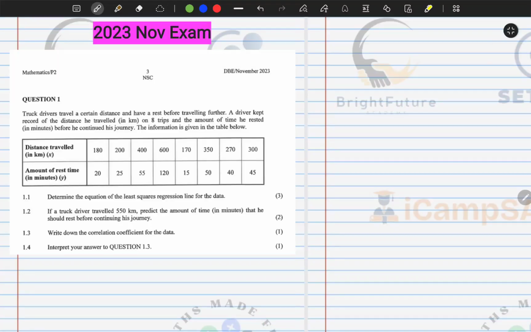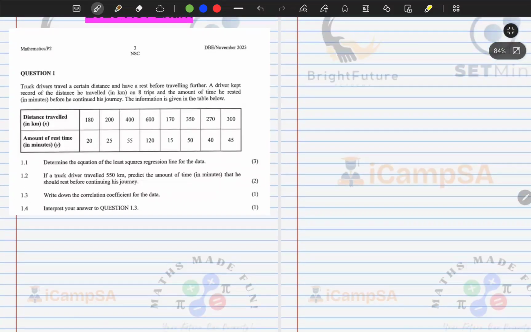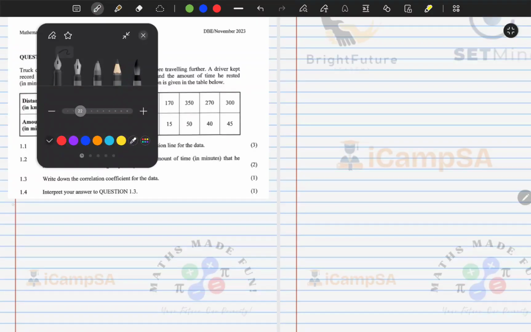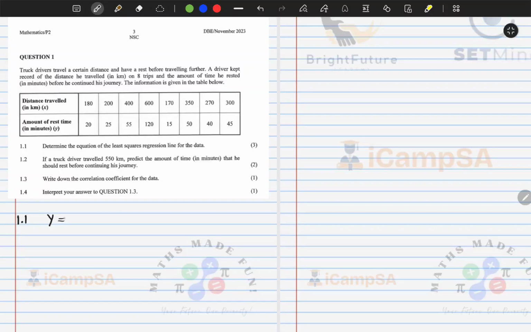So we are told truck drivers travel a certain distance and have a rest before traveling further. So a driver kept record of the distance he traveled in kilometers on 8 trips and the amount of time he rested in minutes before he continued with his journey. The information is as given below. So we have X and Y. Then they are saying determine the equation of the least squares regression line from the data. So 1.1, very simple. They want us to give them y equals a plus bx. But we know we need to go and figure out what is a and what is b. And guess how we find a and b? What we are going to do is to use the calculator.